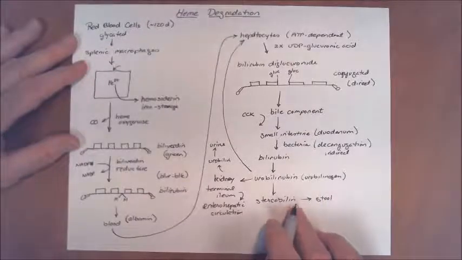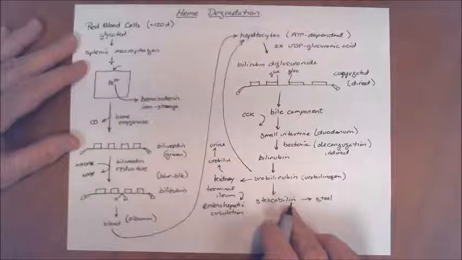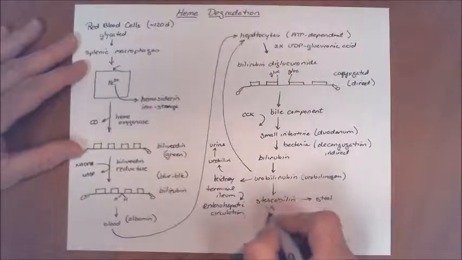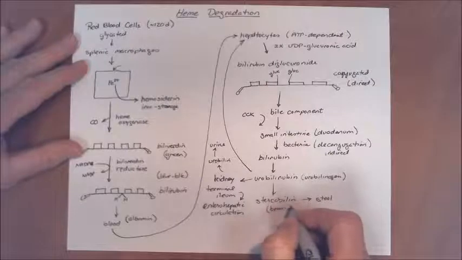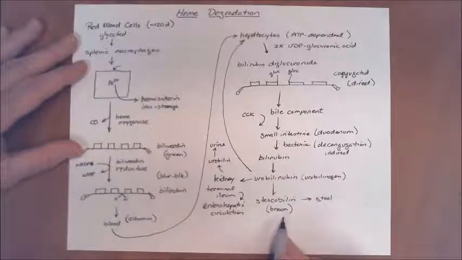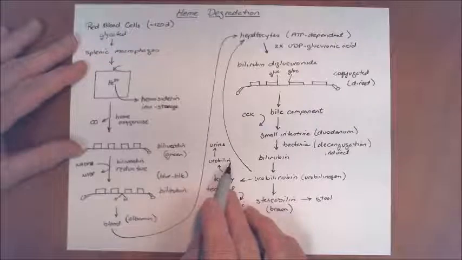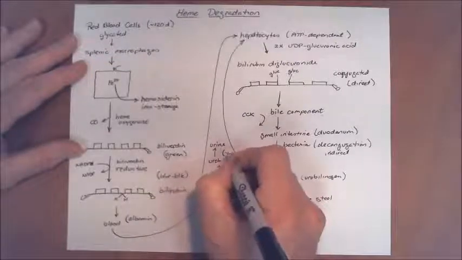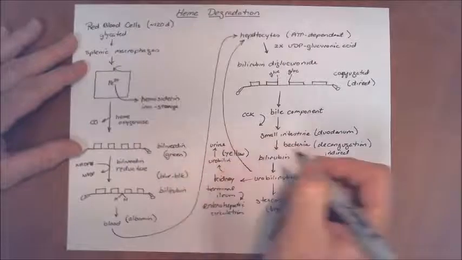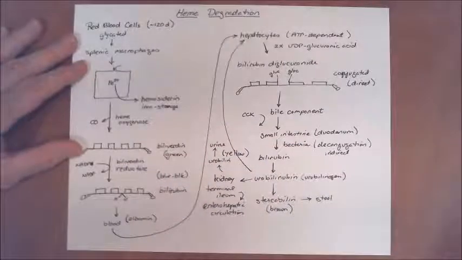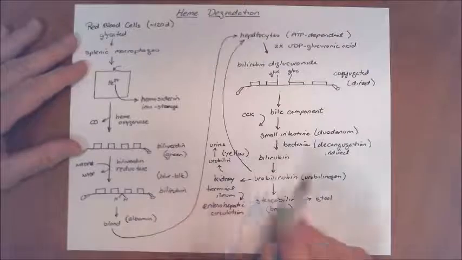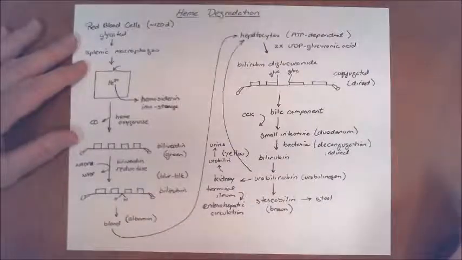When the urobilinogen is converted into stercobilin, stercobilin is brown. So the stercobilin is giving the stool its predominant brown color. And as you can guess, the urobilin is yellow. And that's what gives the urine its yellow color. So the color of bile, the color of stool, and the color of urine are largely due to the degradation products of heme.